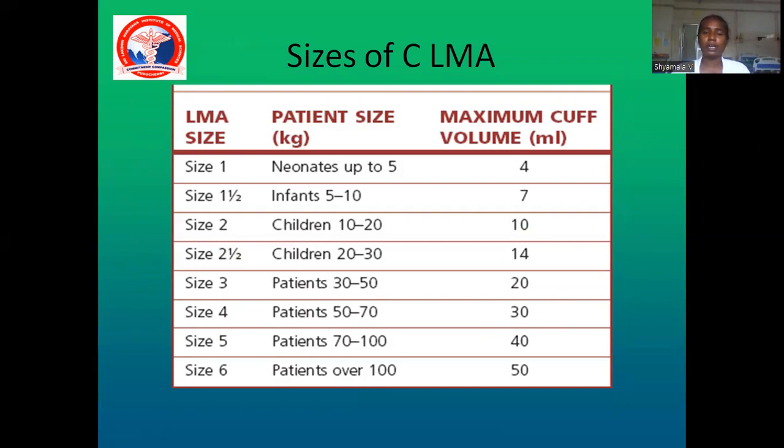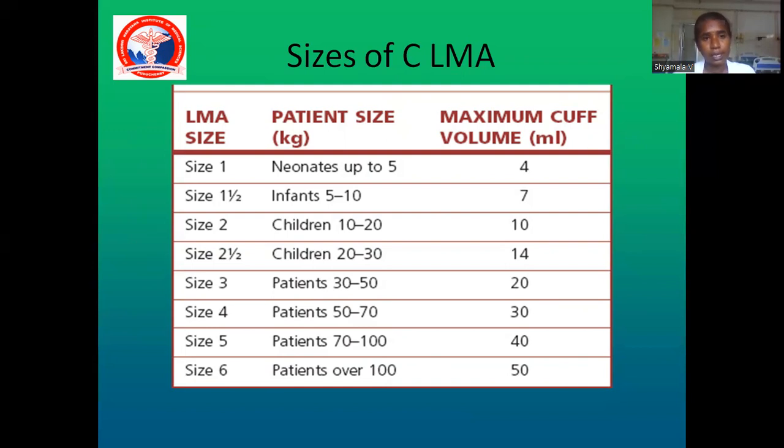Moving on to the various sizes of classical LMA. So how will you take the size? Usually according to the patient weight, we will be calculating the size, and based on the size of the LMA, we have to inflate the cuff. We can't blindly say, if it is a 7 size endotracheal tube, put some 5 ml of air. Not like that. According to the size, the volume of the cuff should be maintained, and the size of the LMA is determined based on the patient weight.